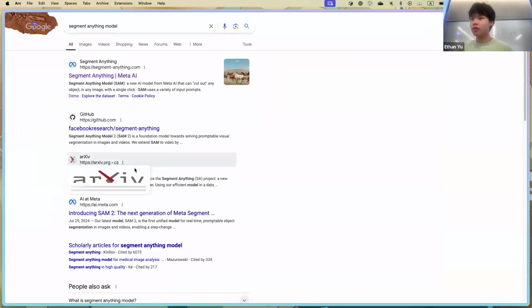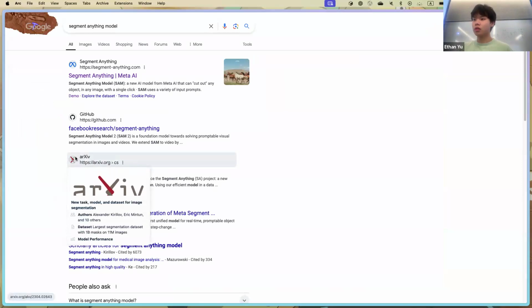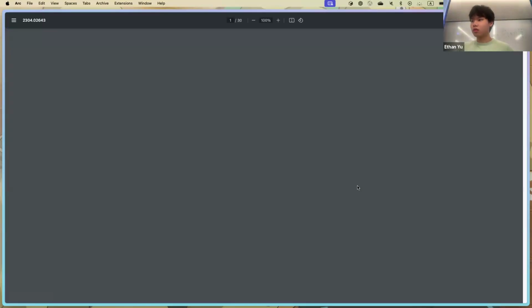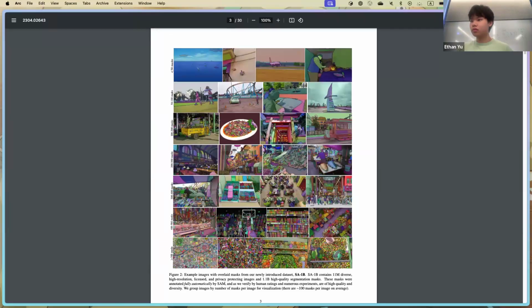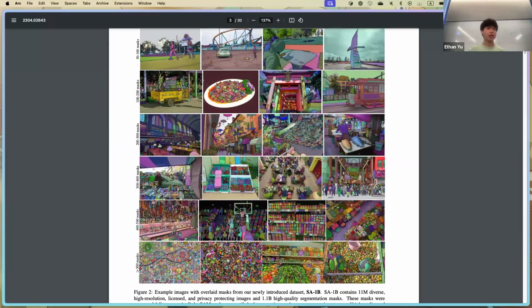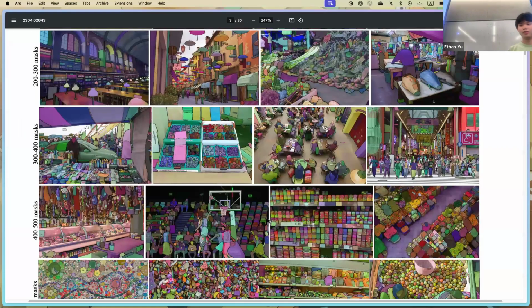I think in the paper itself, they had a lot of cool pictures that I remember. Yeah, stuff like this, right? It's able to segment, I guess, almost everything. So this is what segmentation is, right?